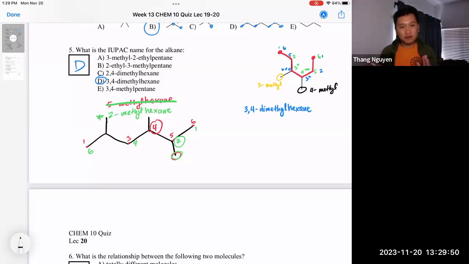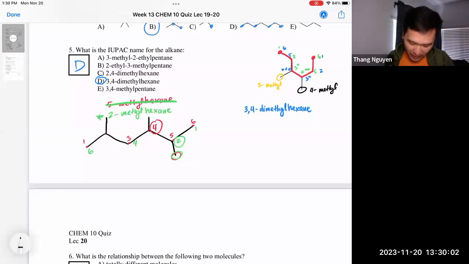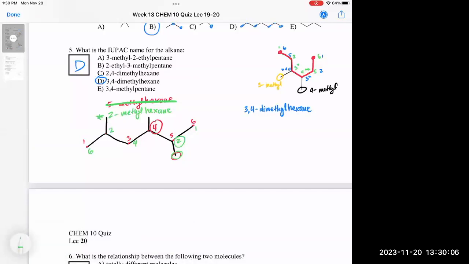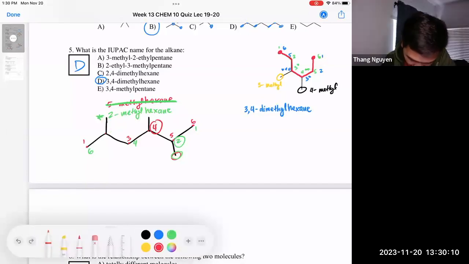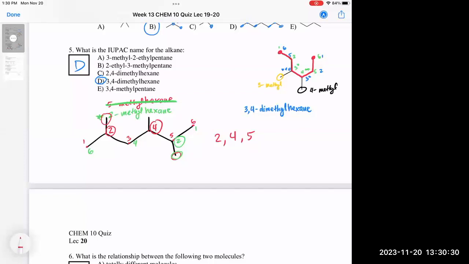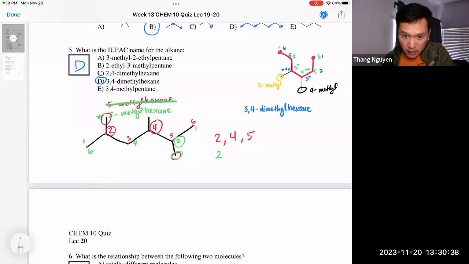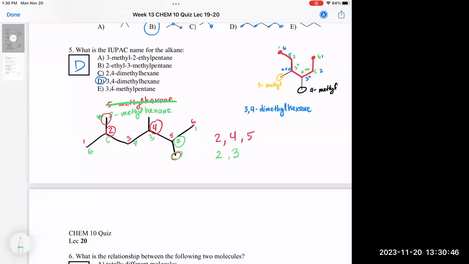What do people think? Do we want to number it from the left or should we number it from the right? The right. That is correct. You will still number it from the right. And why is that? Let's see. If you number from the left, you see the methyl group at number 2, so you would see the methyl group at number 2, number 4, and number 5. Everyone in agreement? If you did it from the right-hand side, which is color-coded green, you will see a methyl group at number 2, at number 3, and at number 5.